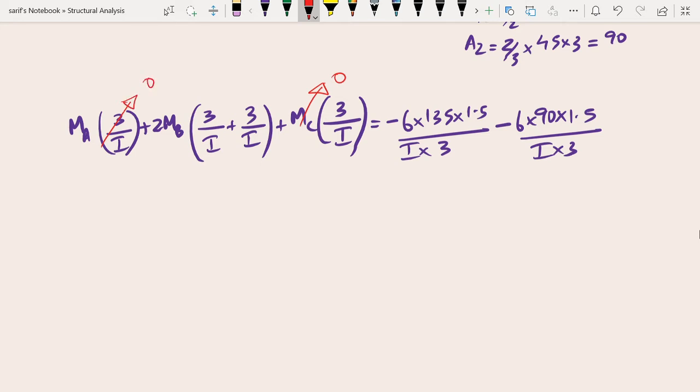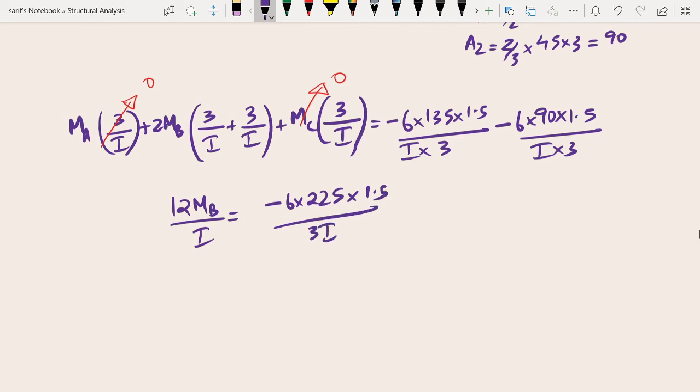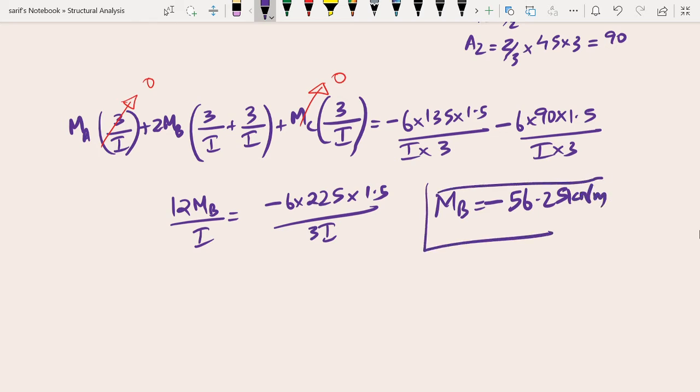If we solve this equation, we get 12 MB by I is equal to minus 6 into 225 into 1.5 divided by 3I. Solving, we get MB is equal to minus 56.25 kilonewton meter. So this is the magnitude of the support moment. Now using this, we have to draw the shear force and the bending moment diagram.